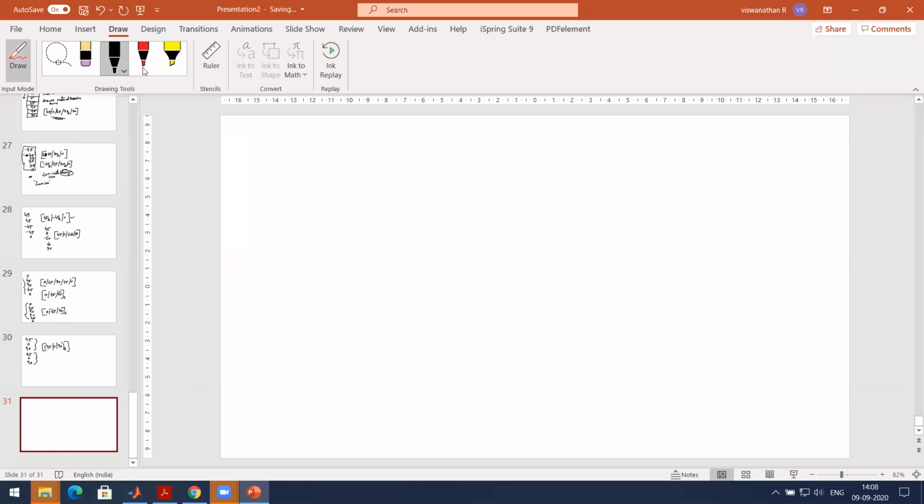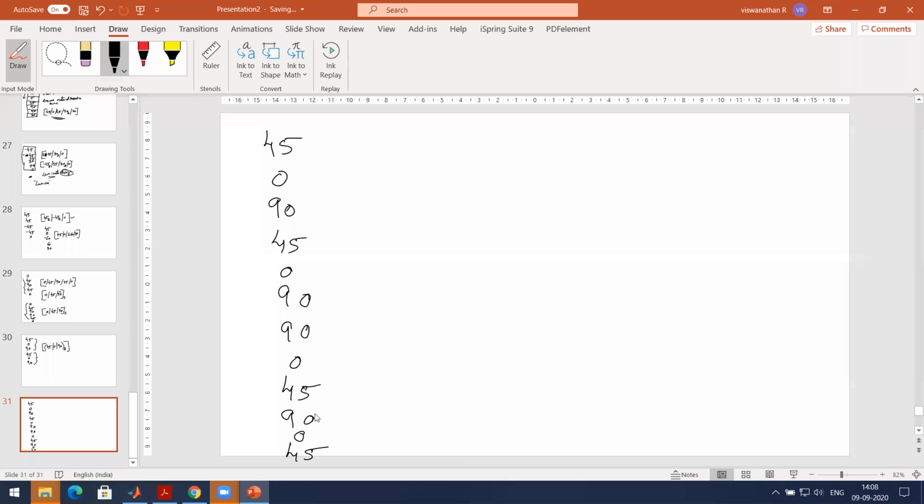These are all globally accepted laminate codes. So whichever composite textbooks or journals you refer, this is how it will be. Okay, 45, 0, 90, 45, 0, 90, 90, 0, 45, 90, 0, 45.